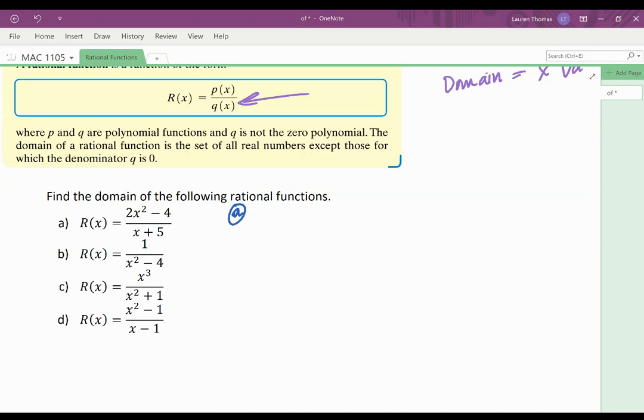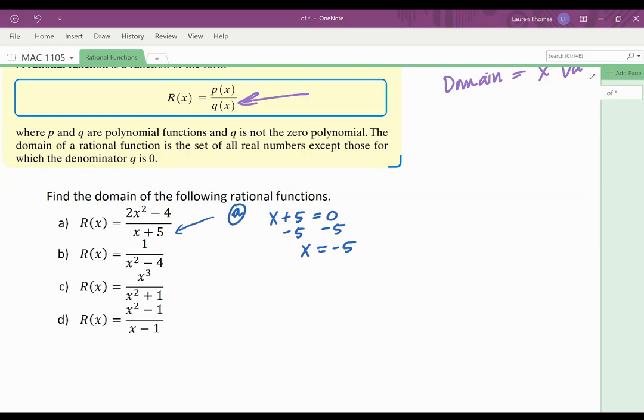The domain says that you can plug anything into this function as long as it doesn't make the denominator 0. So we need to find out what those values are. For this particular problem, I'm going to set the denominator equal to 0 and solve for x. The first thing I'm going to do is subtract 5 from both sides. So x equals negative 5. That tells me that I can plug in anything I want into that function as long as x doesn't equal negative 5, because negative 5 makes the denominator 0.